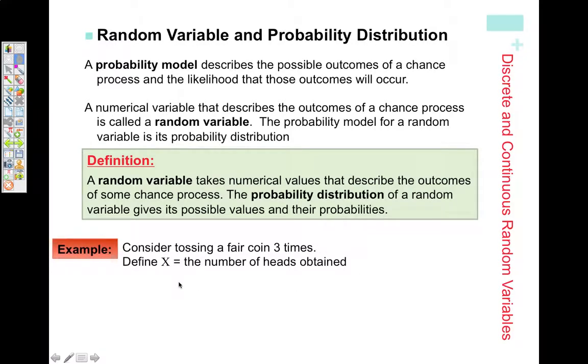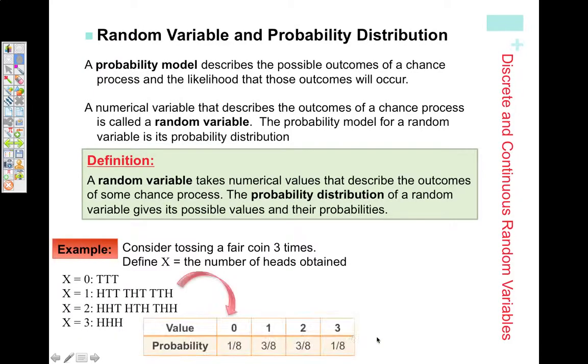Here's an example. We're going to toss a fair coin 3 times. X is our random variable. X is representative of the number of heads obtained. So the possible outcomes for X, the possible values it could take on are 0, 1, 2, or 3. And we have the sample space listed here. And here is our probability distribution in table form. We have our possible values for the random variable across the top and each corresponding probability in the next row.